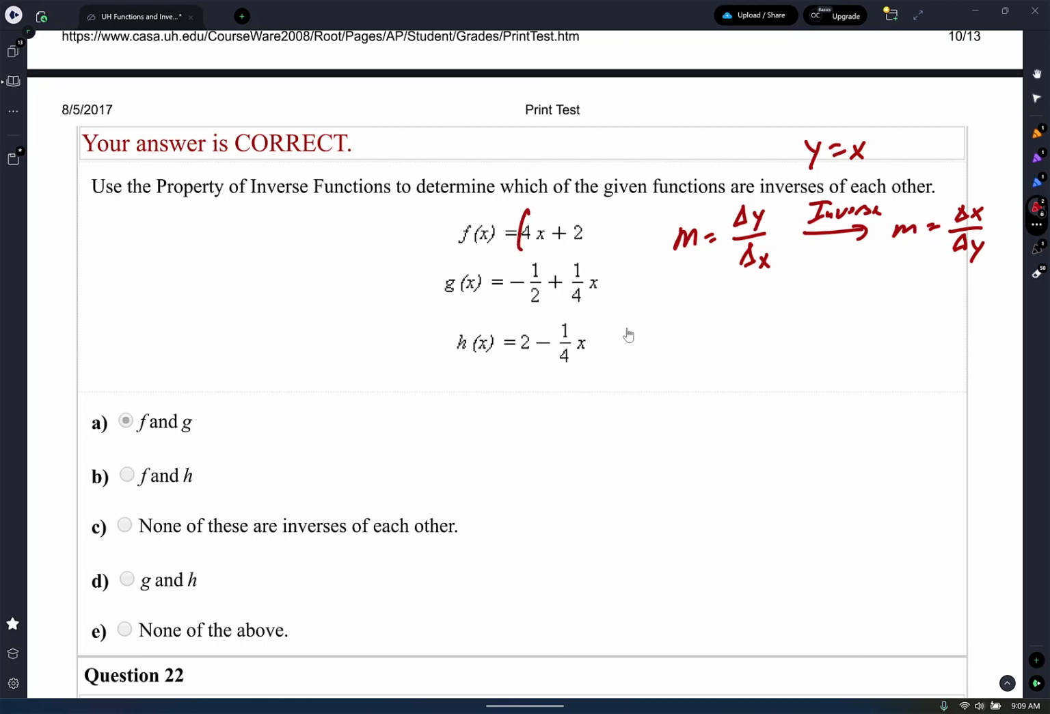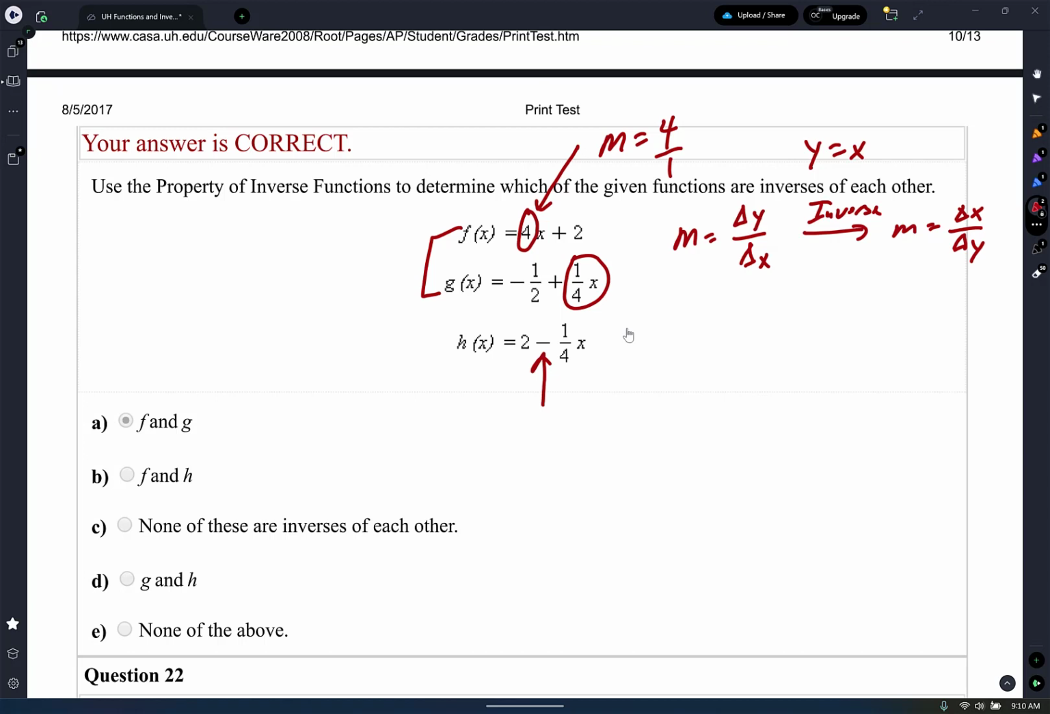So what's this slope originally? 4. So what's the reciprocal slope of 4? Just flip it. That's like 4 over 1. What's the reciprocal of 4? 1 over 4. So look for 1 over 4. There it is. It's f and g. See, this one has a negative, so it can't be that one. That's opposite reciprocal, so that one's perpendicular.